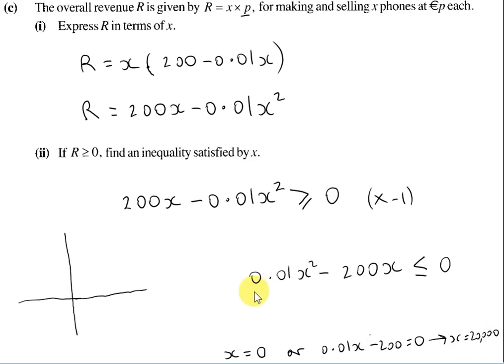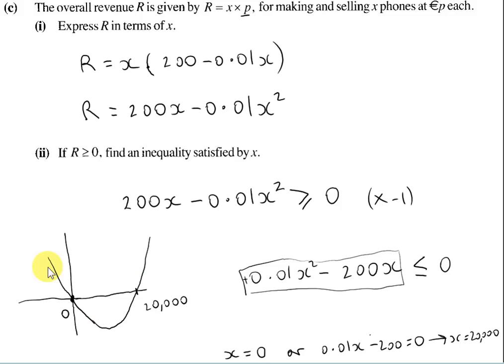The next thing we do is we draw a rough sketch of this expression here. Now this is a quadratic. I've deliberately made the x squared term positive, which means it's u-shaped rather than an inverted u. It cuts the x-axis at 0 and at 20,000. Just a very rough sketch just to get an idea of what's going on. So now we want to find the values of x that make this thing less than 0. We know the values that make it equal to 0. It's equal to 0 at 0 and 20,000. The values that make this expression less than 0 are the values of x between 0 and 20,000.